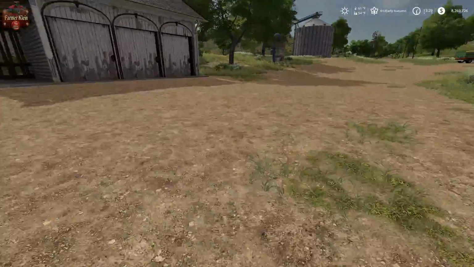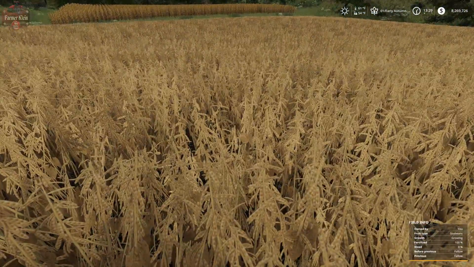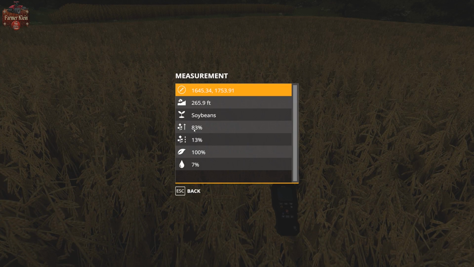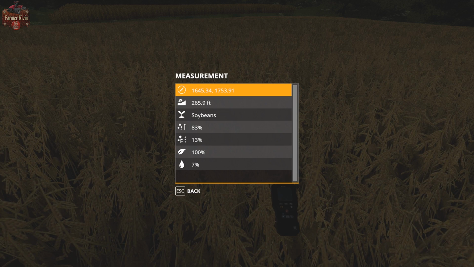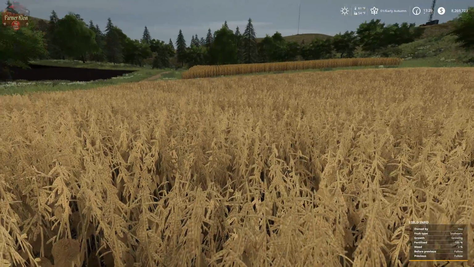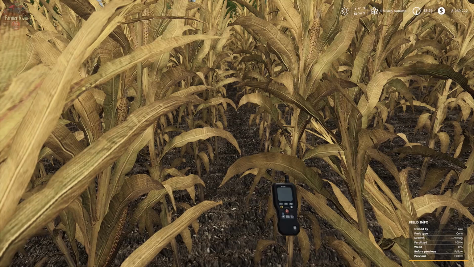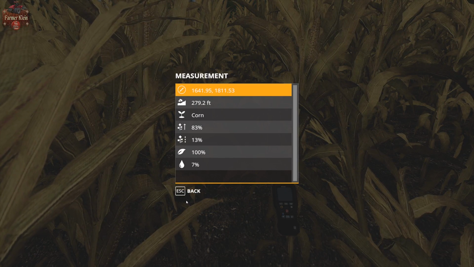Let's go over here and check out our soybean field. See, our soybeans are at 83% growth. They are not quite ready to harvest. Again, 13% crop moisture, 100% fertilized, and 7% ground moisture. Then our corn. Same general stats.